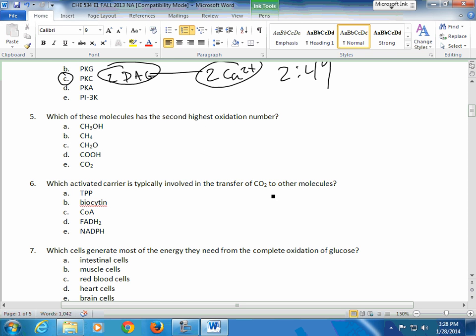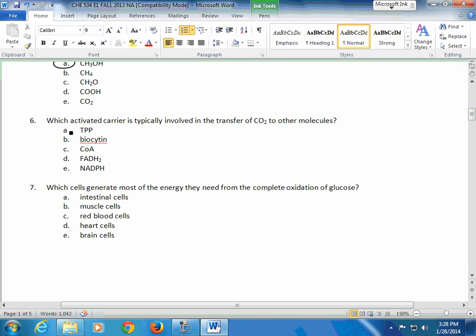Number 5, let's review. A is the answer. Activated carrier, transfer of CO2. If you look at the cofactors of metabolism slide, Unit 1, Slide 50, you'll know that biocytin transfers CO2. These are going to transfer electrons. TPP is going to transfer aldehydes. And CoA transfers acyl groups. So make sure to review that. It usually throws one of those on there. They're a little trickier.